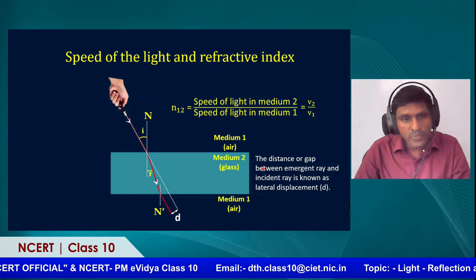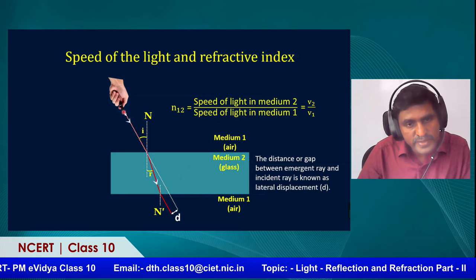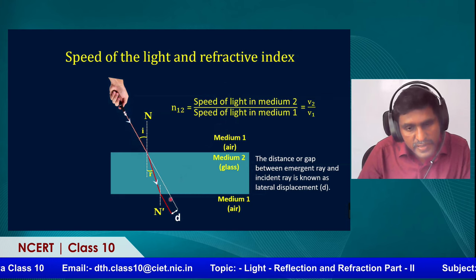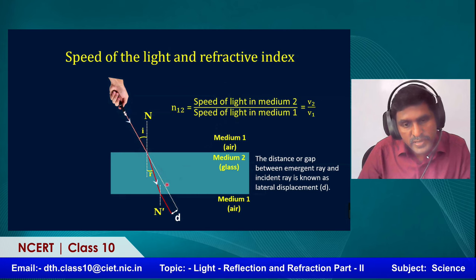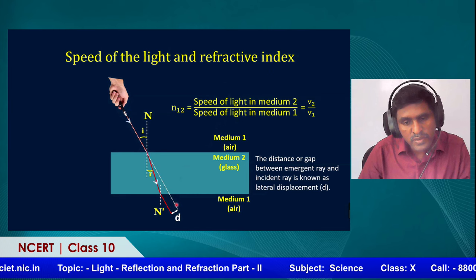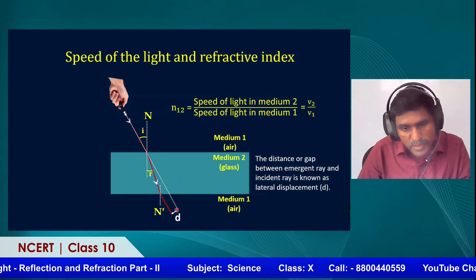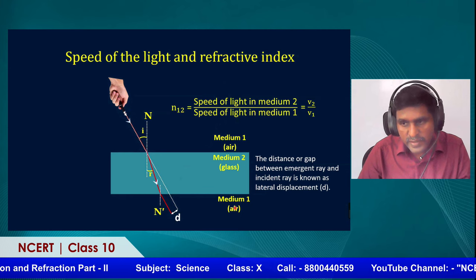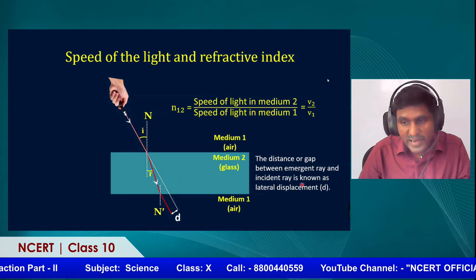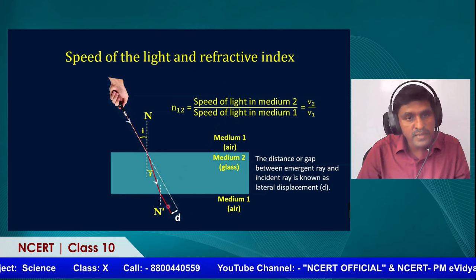So if you observe another thing, if the straight line goes like this, I marked it as a dotted line in white color. So this is the emergent light. There is a gap in between these two lights. This gap is called lateral displacement of the light. So what is lateral displacement?